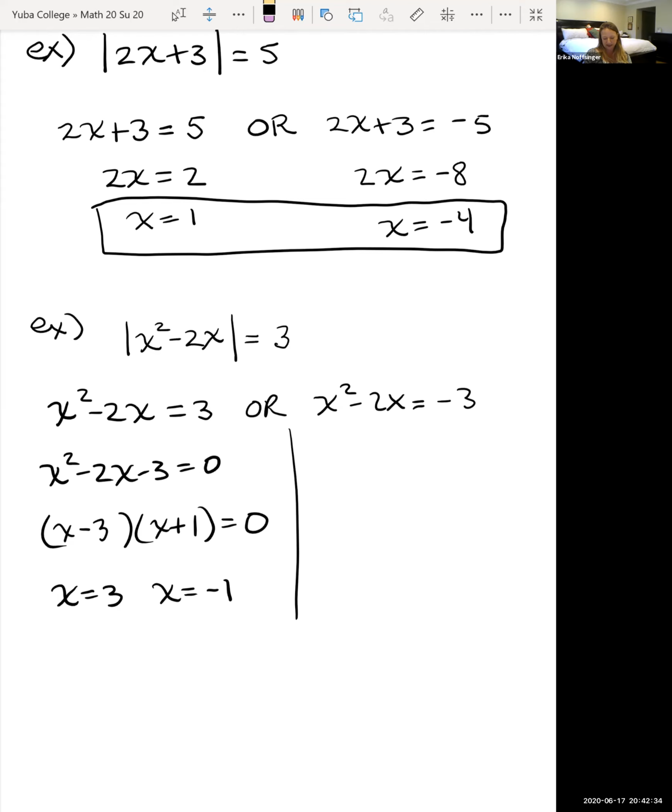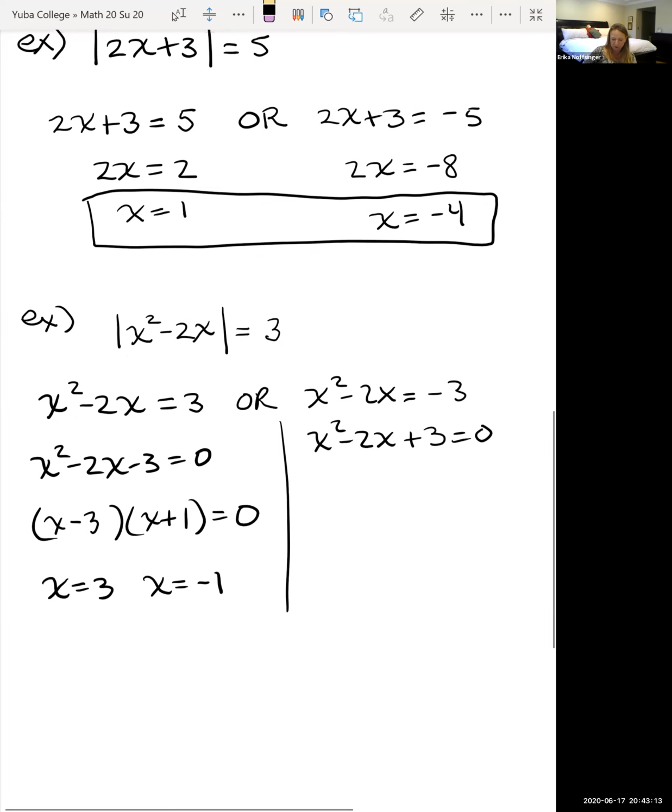Now do the same thing with that second equation. We want to solve this. It's quadratic, so get everything to one side. We get x squared minus 2x, adding 3 to both sides, plus 3 equals 0. And this is where I'm like, ugh, there are no two numbers that multiply to positive 3 and add to negative 2. There are no integers. So it's either complete the square, which I don't want to do, or use my quadratic formula.